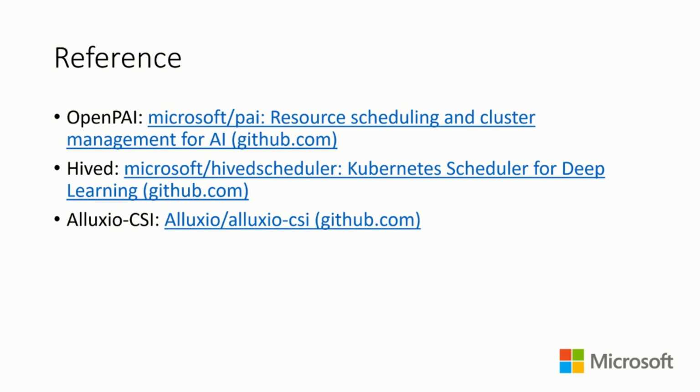And then there is HiveD. HiveD is a customized Kubernetes scheduler, and it provides some advanced features such as GPU topology awareness, and you can also use it to group different resources. It provides a concept called virtual cluster, and you can try to use it to schedule your job to a GPU cluster. The final one is Alluxio CSI. We use it to mount paths to the job workload.